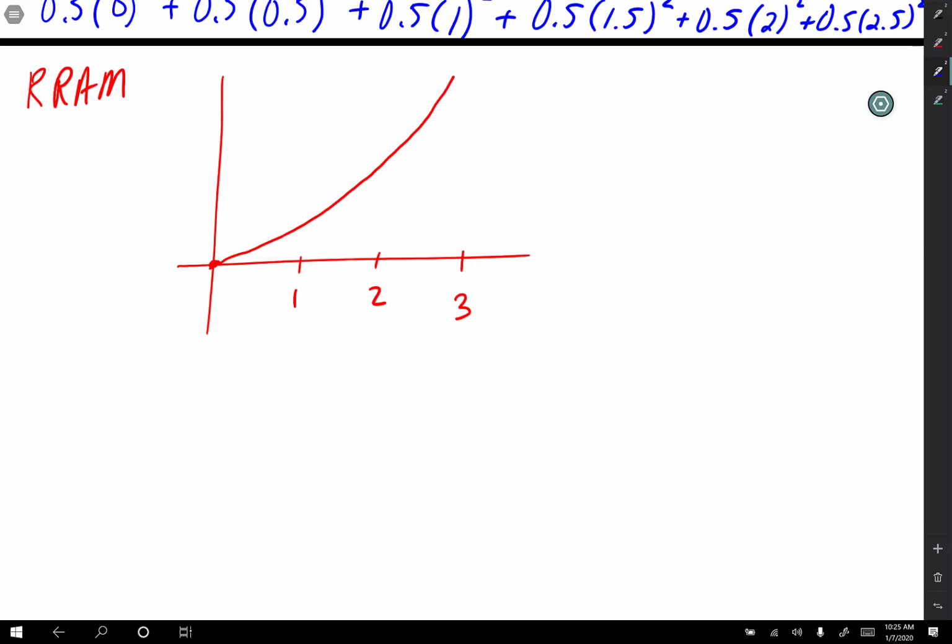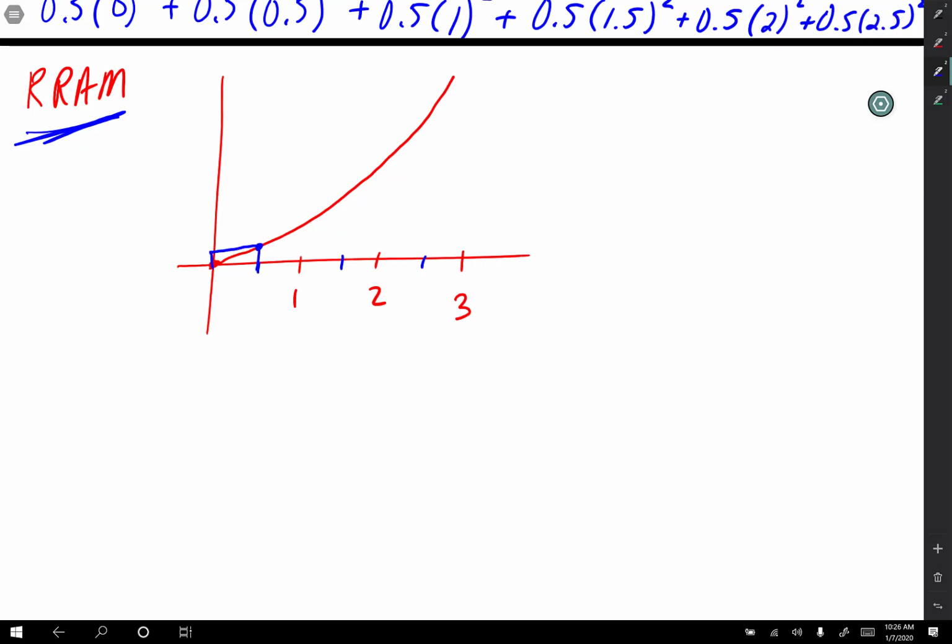All right, here we go. You guys ready? I'm doing RRAM now. That means right rectangular approximation. So between the intervals 0 and 0.5, I have to choose the rightmost point. So between 0 and 0.5, rightmost point. So now it looks like this. There's my first rectangle.